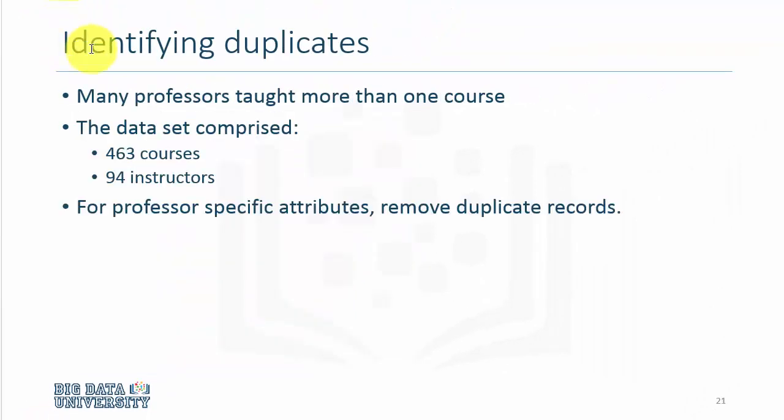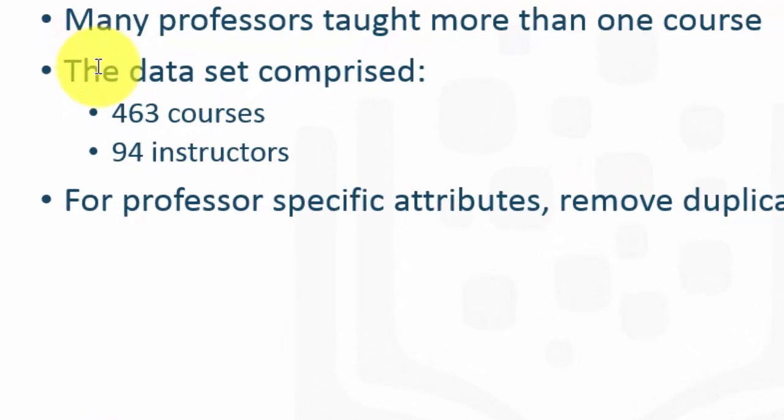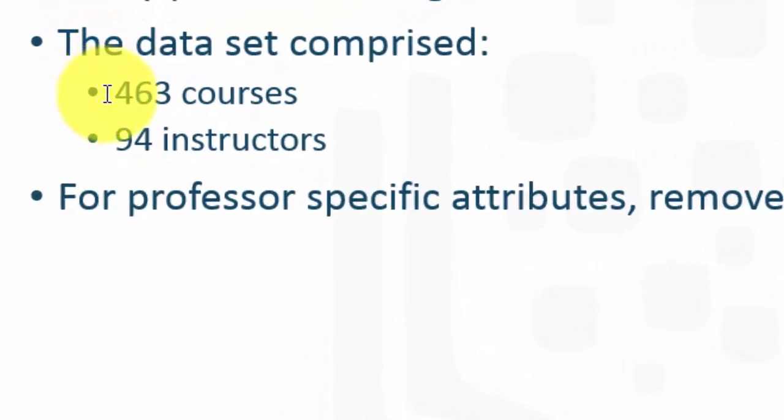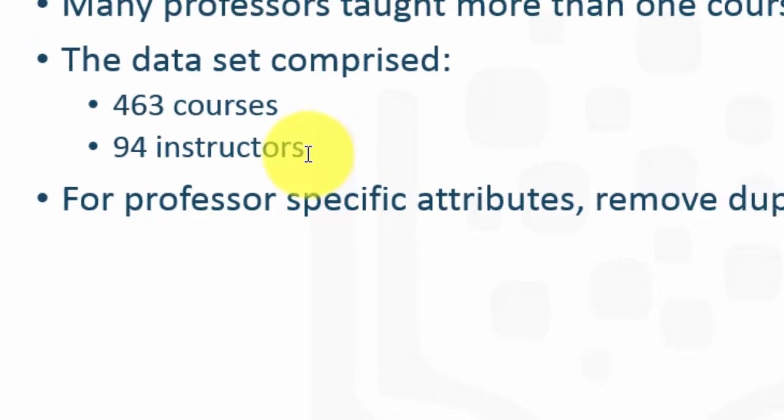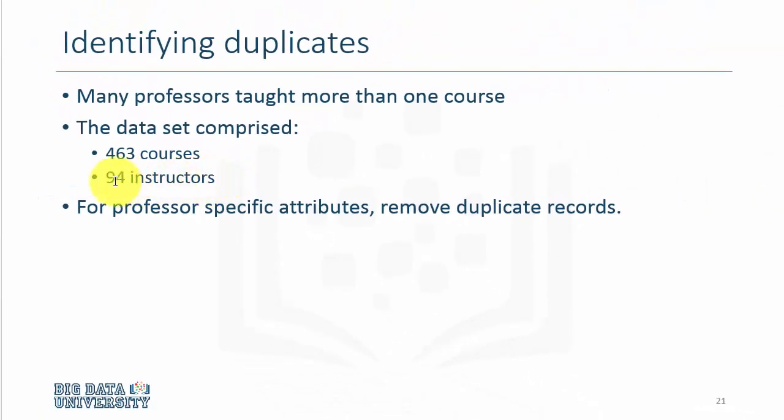Identifying duplicates is rather tricky. Remember that in our data set, we have 463 courses taught by 94 instructors, which means that many instructors taught more than one course. And when you are computing averages for age or determining what percentage of instructors were females, you need to remove the duplicates so that you only take one observation for each individual instructor.